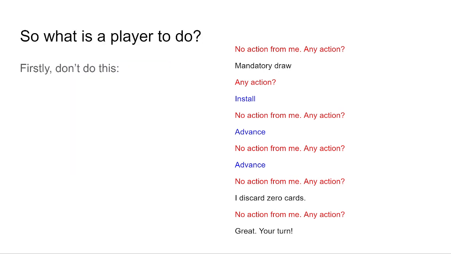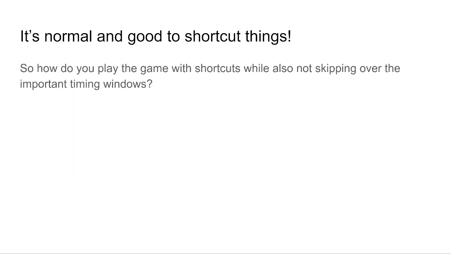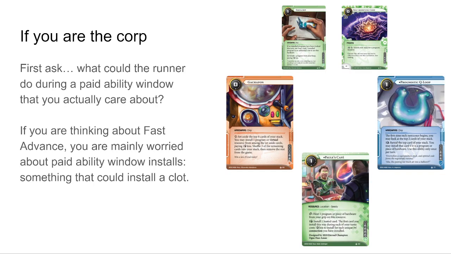Now, we don't play like that. Don't do that. You want to use shortcuts. You want to shortcut through the timing windows. But how do you play the game with those shortcuts but not skip over the important ones? Because as we saw in the previous sections, there's a lot of important timing windows where Clot might be super relevant or other cards. So firstly, if you're the corp, ask, what could the runner do during a paid ability window that I care about?